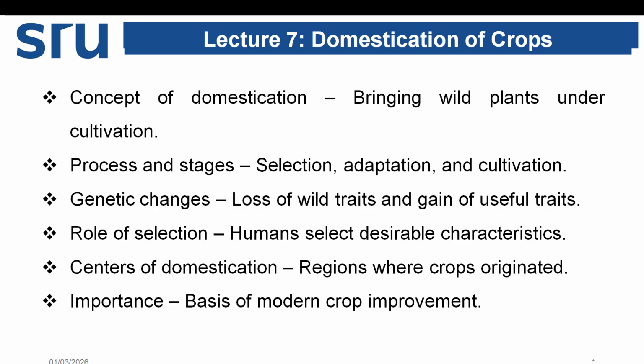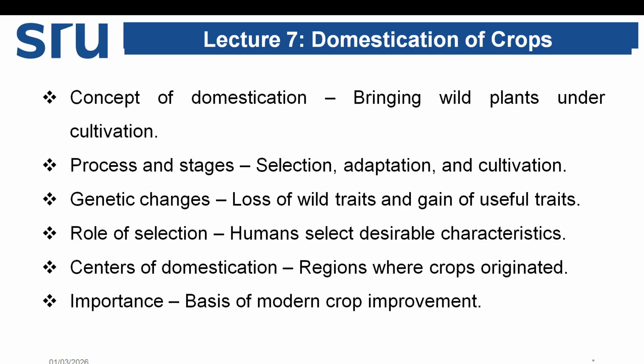Our seventh lecture will deal with domestication of crops. First we'll see what is meant by domestication. It is bringing wild plants under cultivation. What is the process and what are the different stages of domestication, like selection, adaptation, and cultivation? What are the different genetic changes, like loss of wild traits and gain of useful traits? That is the most important genetic change that occurs during domestication.